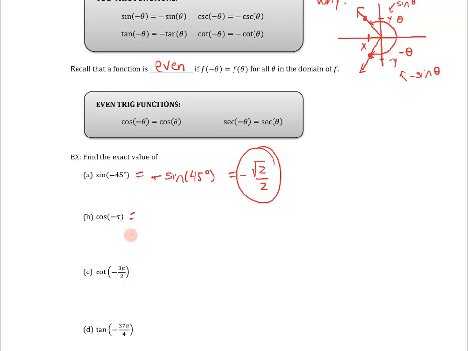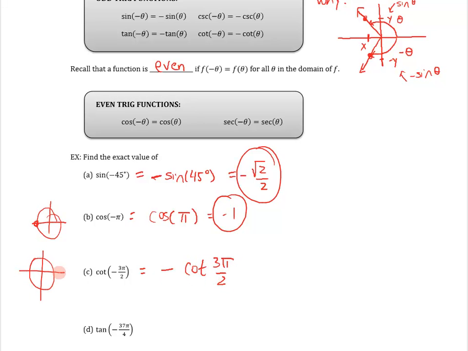Cosine being even means negative signs just drop out, right? Cosine of negative pi is the same thing as cosine of pi. What is cosine of pi? That's this point over here who has an x-coordinate of negative 1. Cotangent of negative 3 pi over 2 is negative cotangent of 3 pi over 2. Cotangent is x over y. 3 pi over 2 is right here, which is 0 comma negative 1. X over y gives me 0. And it's negative 0, which negative 0 is still 0.